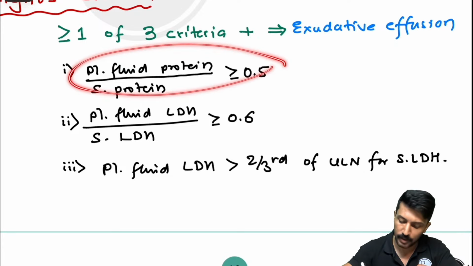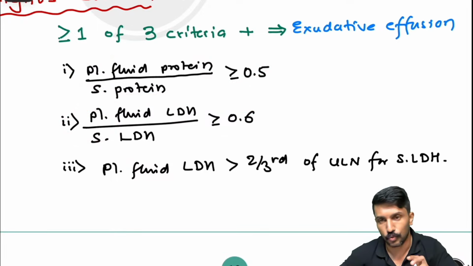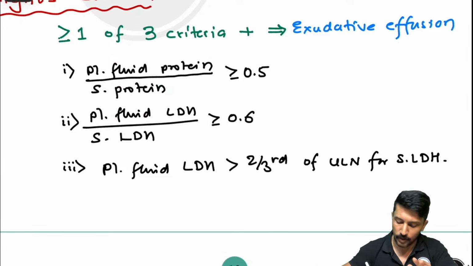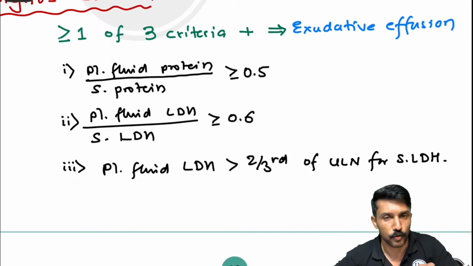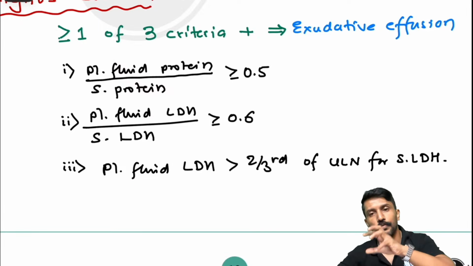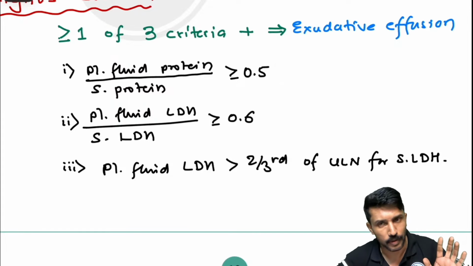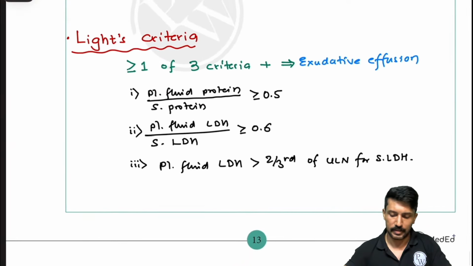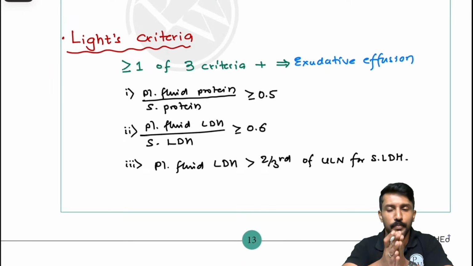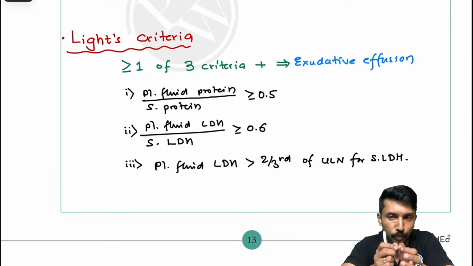Only when the protein criteria is not met, then you look at the ratio. Only when the LDH ratio is also not met, then you think about the pleural fluid LDH being more than 2/3 of the upper limit of normal for serum LDH. One criteria met, pass on, right? That's the Light's criteria. So that's it from my side today about a quick recap of the important topics from medicine.